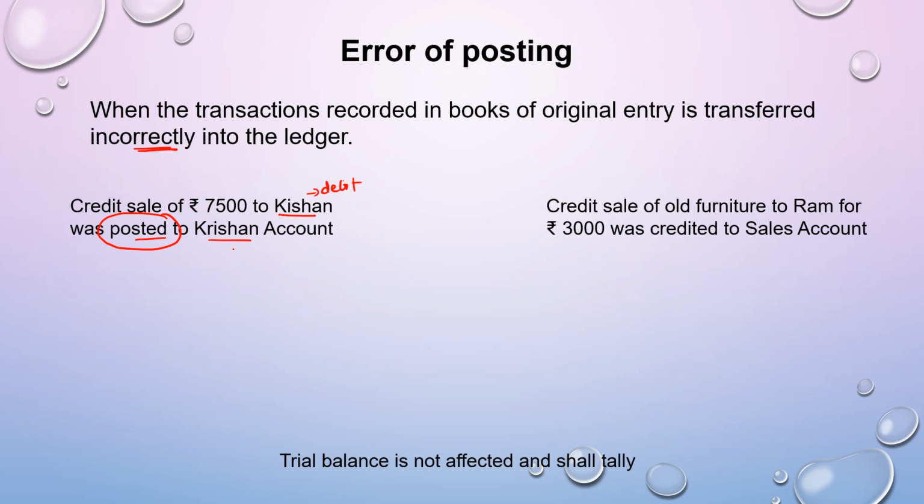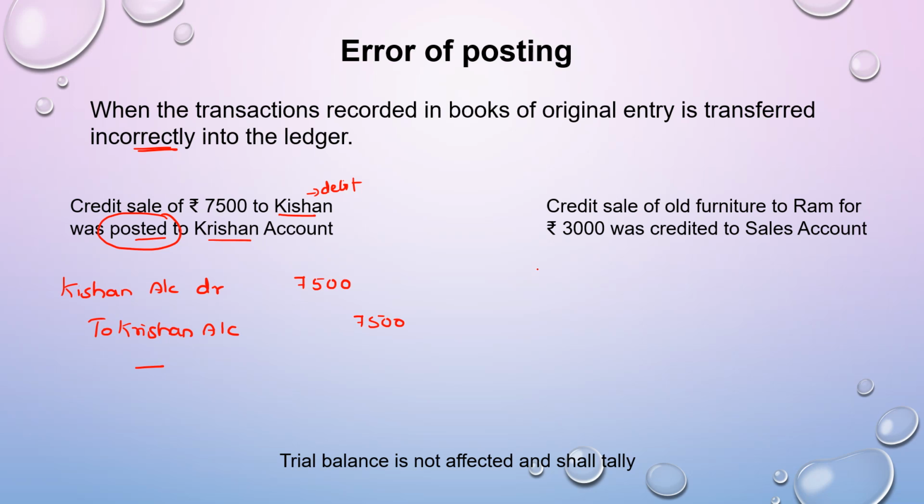Therefore, what has happened? You should have debited Kishan, you have not debited him. So to rectify it, now in the rectification entry, you would debit Kishan's account with 7,500. And Krishan account was wrongly debited. It has gone to the debit side of Krishan account. To nullify the effect of the debit, we will have to credit Krishan account. So by passing this particular journal entry, you will be able to rectify this particular error of posting.